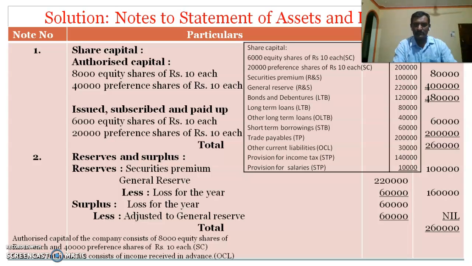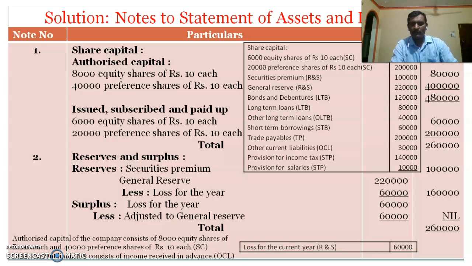Then general reserve. The general reserve opening balance is given, that is rupees 2,20,000. And most importantly, in the problem they have given one piece of information, that is a loss for the current year. There is no profit for the current year; there is a loss. It's very interesting. If there is a profit, that profit is taken as a surplus and added to the reserves. But here it is a loss. If it is a loss, first of all we have to subtract that loss from the surplus, and it is adjusted to the general reserve. The same thing we have to make in this note.